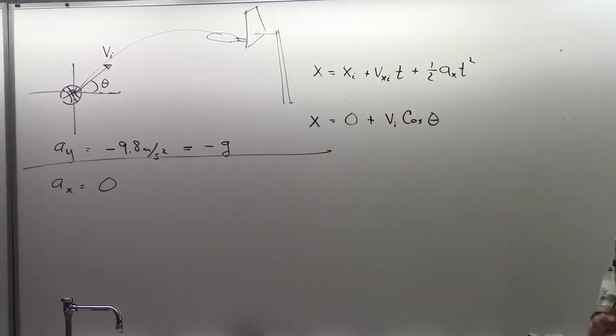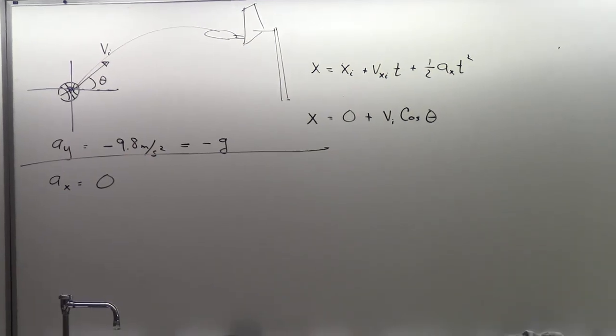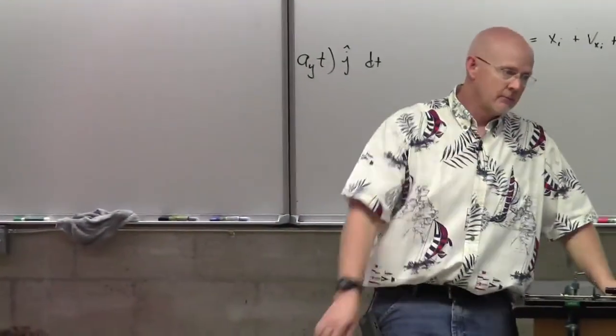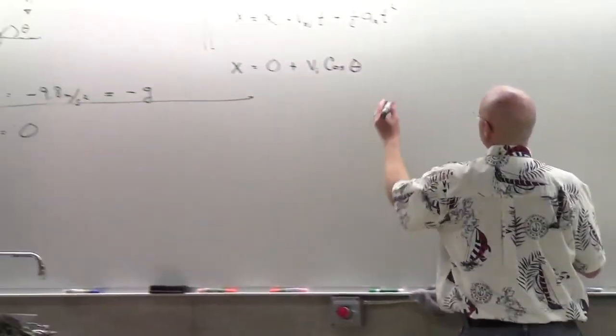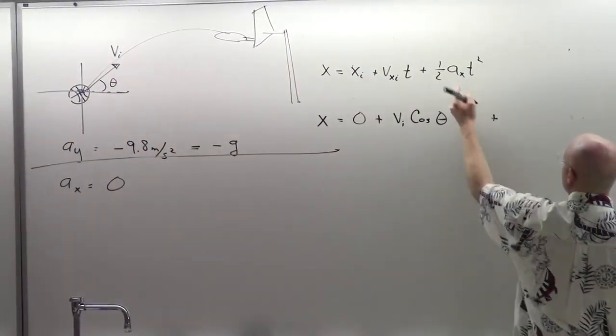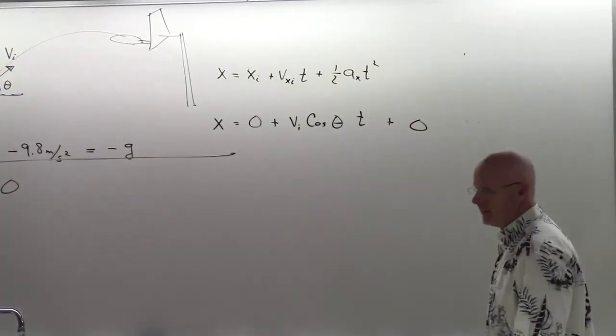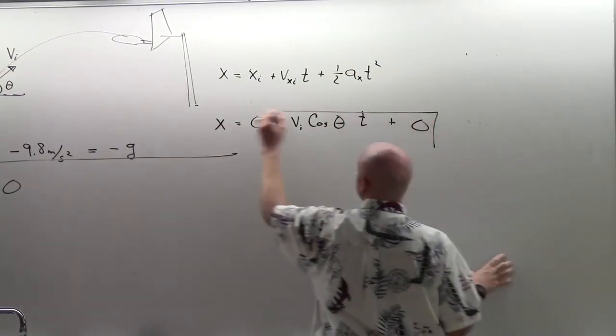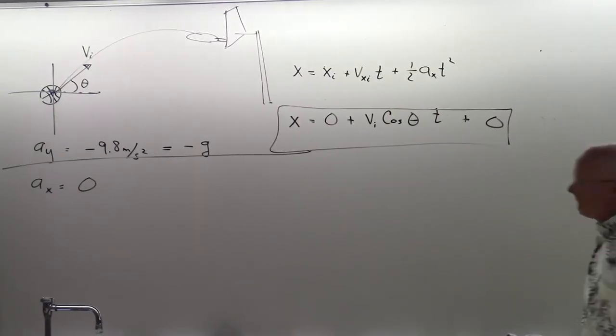Okay, you got the idea. V_i is the total speed. I don't want the total speed here, I want the x component. How do I get the x component? Multiplied by cosine of the angle. What would the acceleration in the x direction be? 0. And so I would say that as being my first equation.